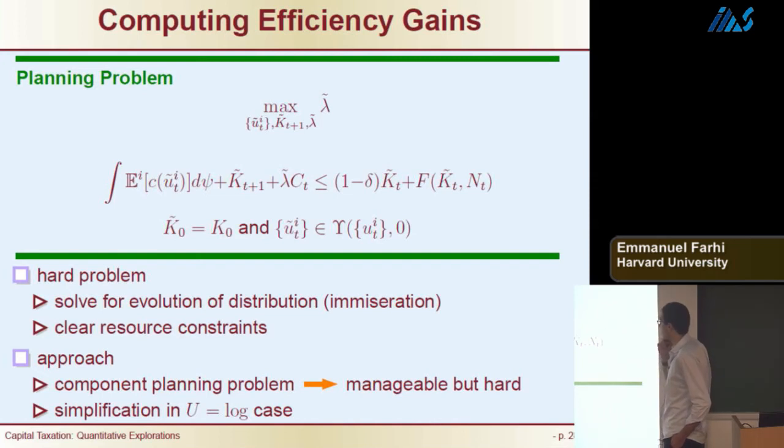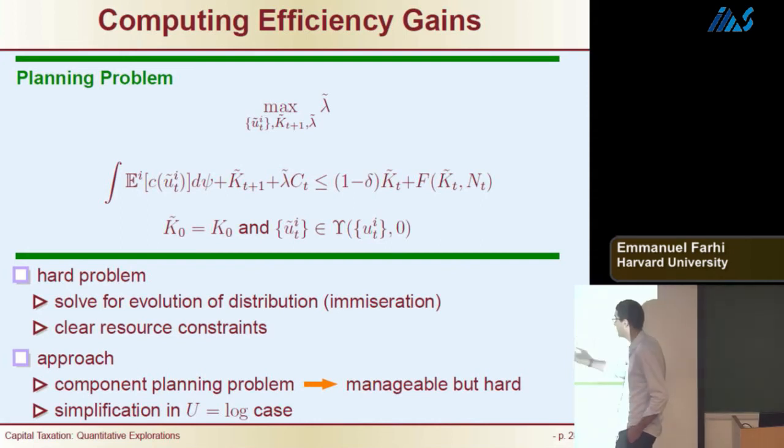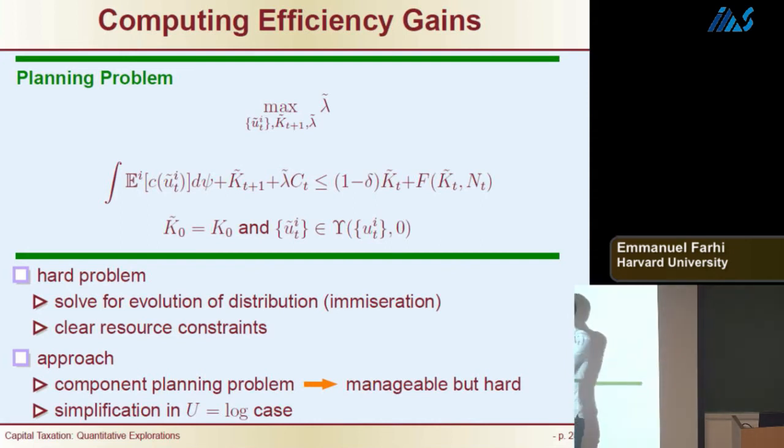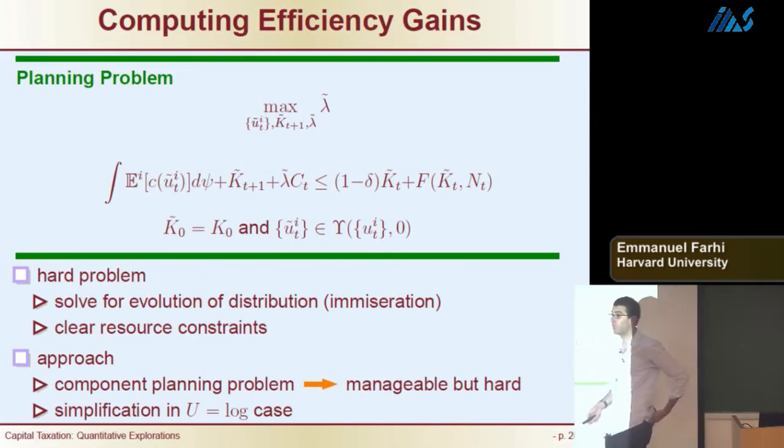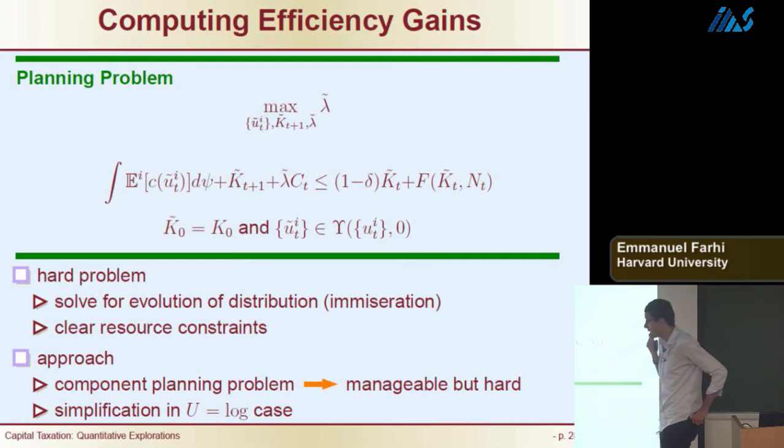So that's our problem. It's going to be feasible, but it's still going to be hard. The reason is that there's a whole distribution to solve for here. You have this whole tree of uncertainty, and you have to do all these perturbations at every point in the tree. So you have a very high-dimensional object that evolves over time. It's not an easy problem to solve, and you have to clear the resource constraint.